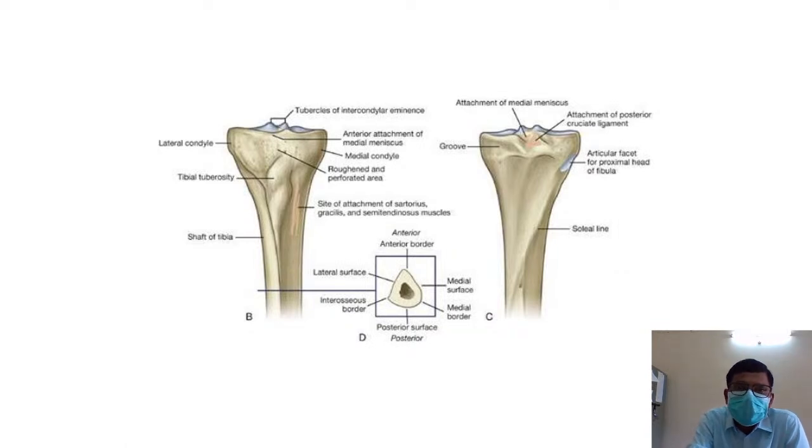As I told you, the shaft of the tibia shows three borders and three surfaces. You can see this is the anterior border where my cursor is, and this is the medial border, and now you can see the lateral border, otherwise called the interosseous border. And with these three borders, there are three surfaces which are formed. This is the medial surface, and now coming to this one, this is the posterior surface, and this one towards the lateral side is called the lateral surface or the interosseous surface.